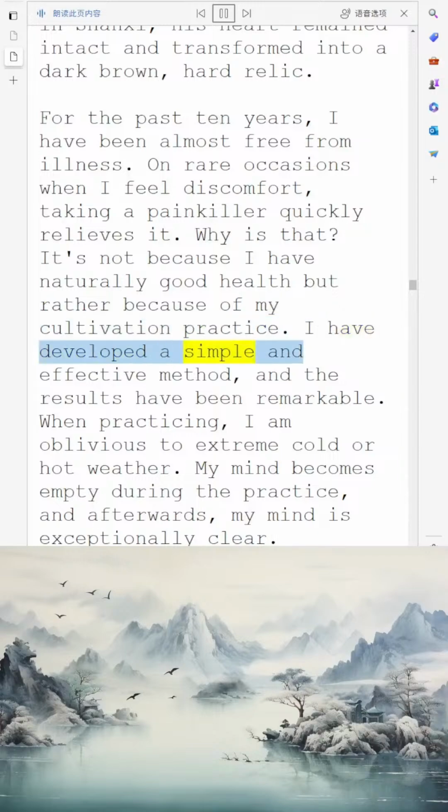I have developed a simple and effective method, and the results have been remarkable. When practicing, I am oblivious to extreme cold or hot weather. My mind becomes empty during the practice, and afterwards, my mind is exceptionally clear.